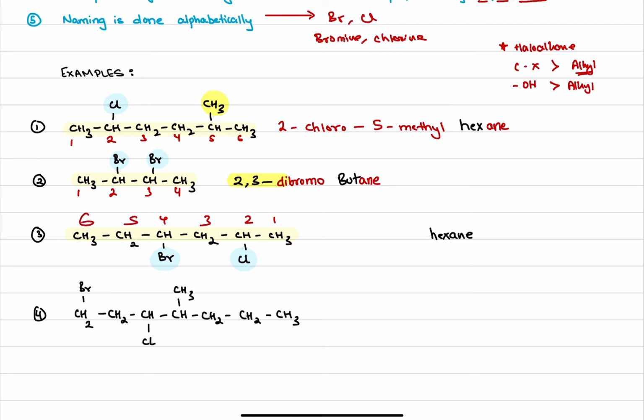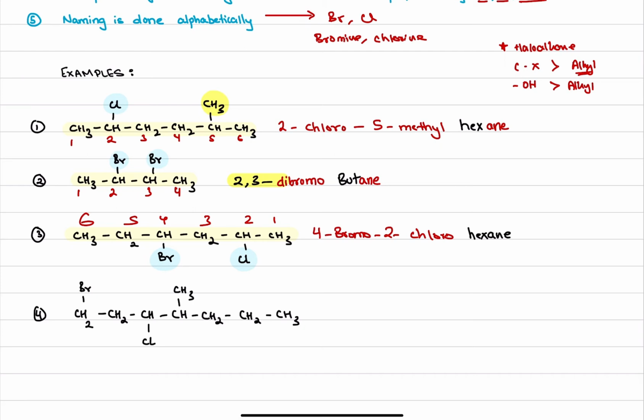Now, because bromine starts with the B, that comes before in alphabetical order, then chlorine, which starts from a C. So I will first write 4 bromo, 2 chloro, and this will be our name. 4 bromo, 2 chloro, hexane.